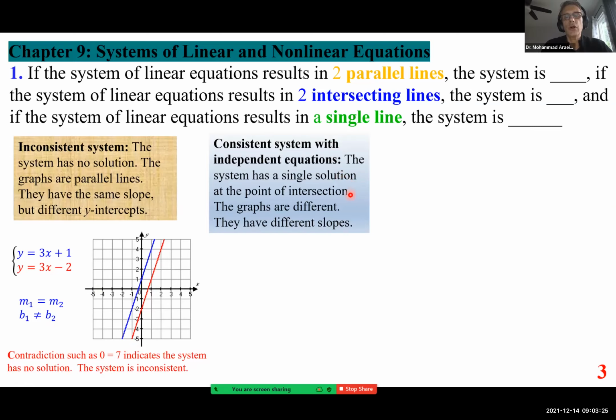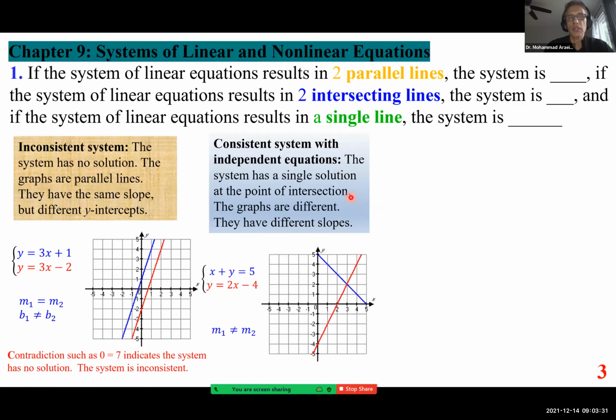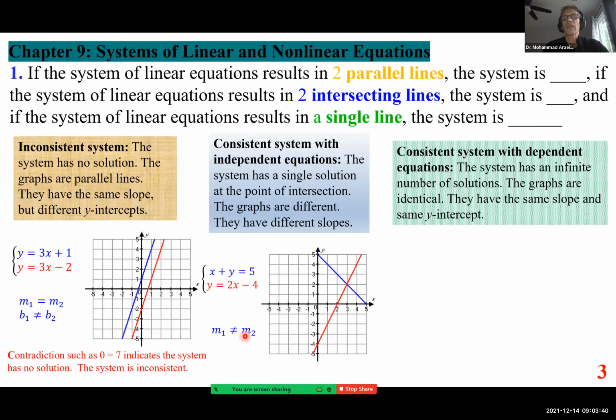At the point of intersection, the graphs are different. They have different slopes. So as we look at this, the main thing is to notice they have different slopes. Third case, if we end up with a single line, that means it's a consistent system with dependent equations. What does it mean? The system has an infinite number of solutions.